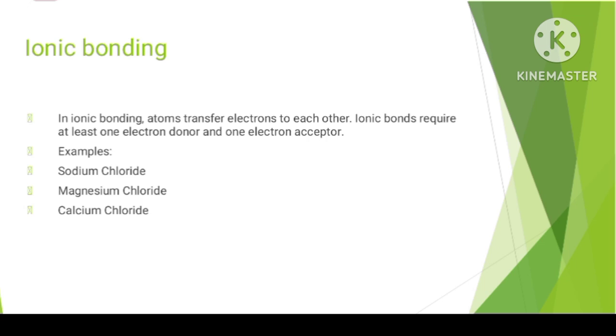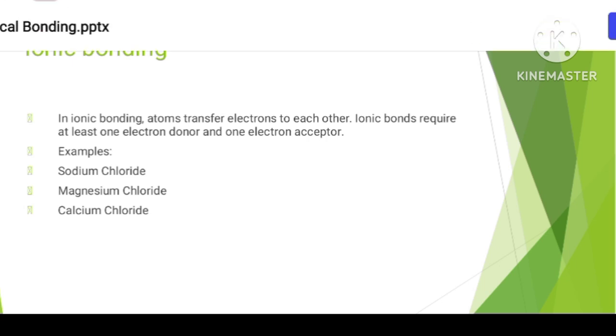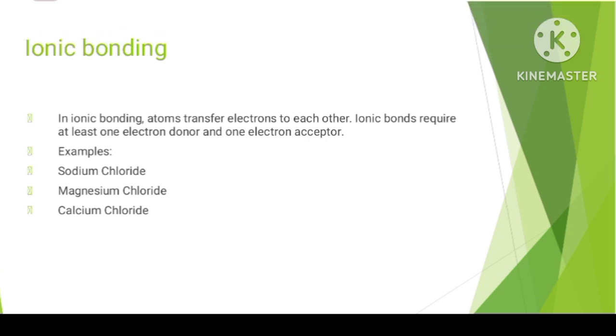I have written some examples here: sodium chloride, magnesium chloride and calcium chloride. In sodium chloride, sodium is the donor and chloride is the acceptor. In magnesium chloride, again magnesium is the donor and chloride is the acceptor. And in calcium chloride also, calcium is going to be the donor and chloride is going to be the acceptor. So mostly metals are the electron donors, like sodium, magnesium, calcium. These three are actually metals, so these are the electron donors.